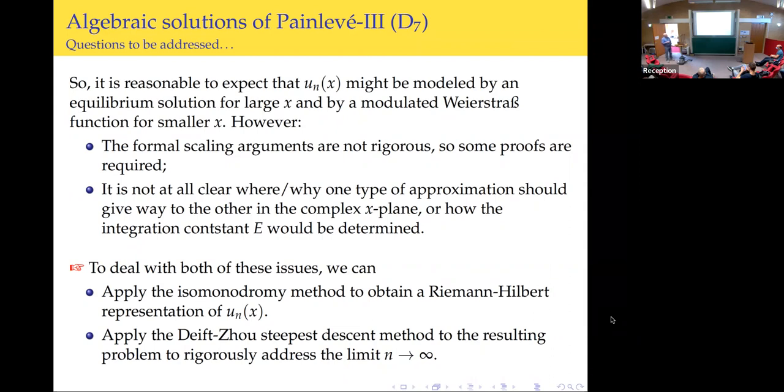So anyway, to deal with both of these kinds of issues, what we can do is go ahead and apply the steps that I outlined earlier in the talk of this isomonodromy method to actually cook up a Riemann-Hilbert problem whose solution encodes these u_n(x) functions, okay? And then we could apply this Deift-Zhou steepest descent technique to the resulting problem to really rigorously figure out what's happening when n goes off to infinity. That's the strategy to maybe address these two points over here.